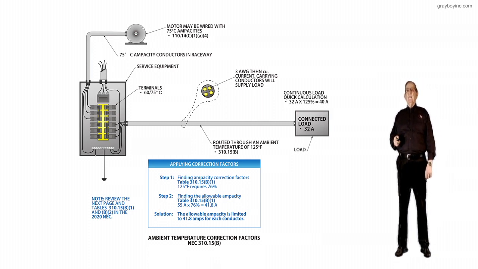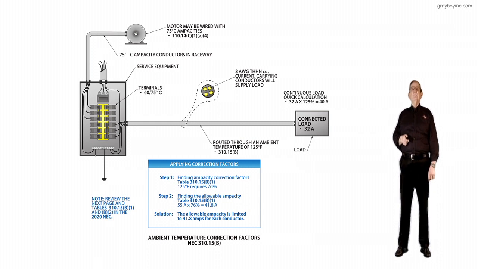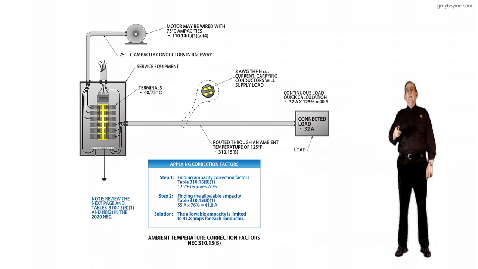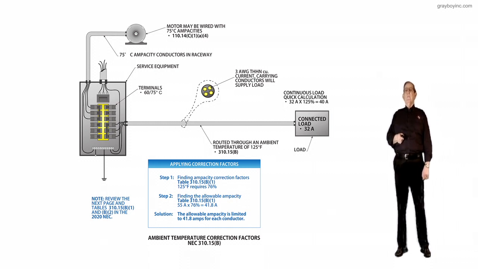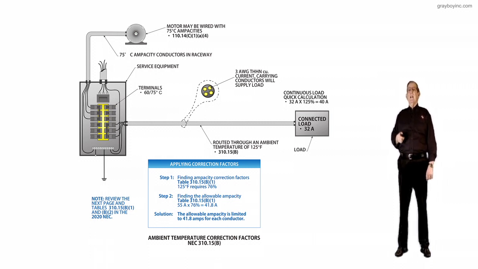Second, the raceway is routed through an ambient of 125 degrees Fahrenheit. It's talked about in 310.15(B), as in boy. We have 60/75 degree terminals here. We have 75 degree terminals at the equipment. We have 75 degree ampacity conductors in the raceway to the motor. The motor may be wired with 75 degree ampacities as permitted in 110.14(C)(1)(a)(4).